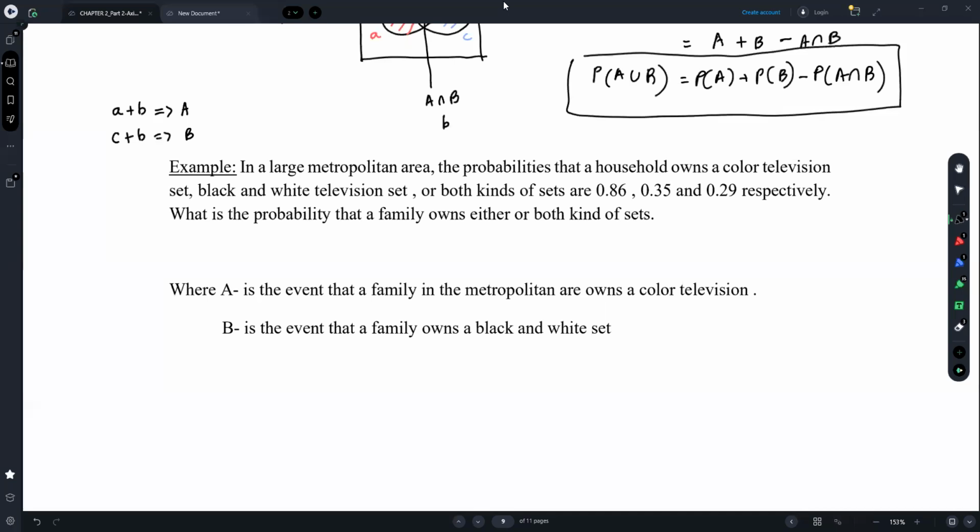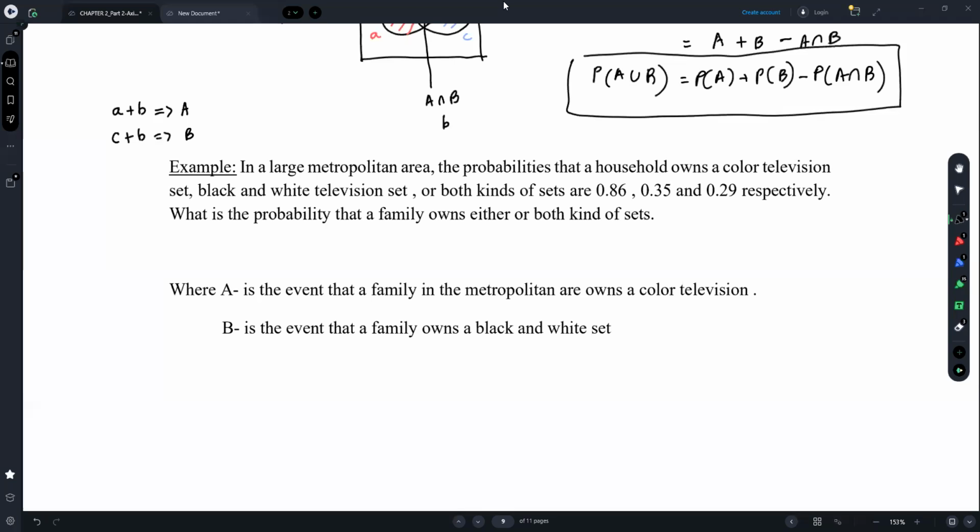What does that mean? So what are the two events here? If you think about a randomly selected family, either they have a black and white television. Now this scenario is a very long time back story, right? Nowadays, you don't come up with black and white televisions, okay? So either a household can have a color television set or a black and white television set, or maybe both, right? So what are those probabilities?